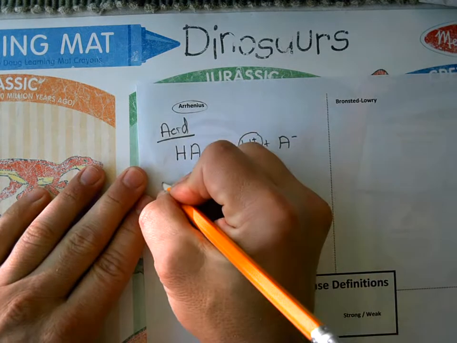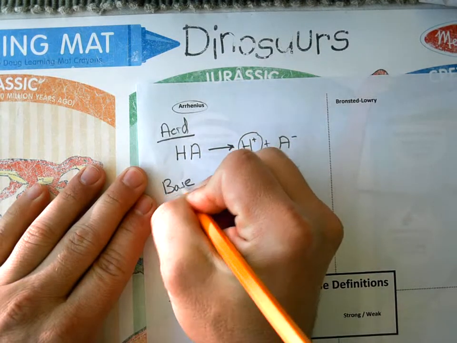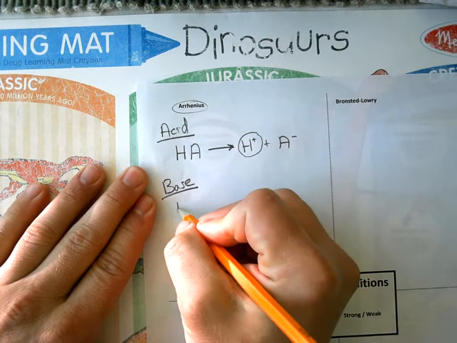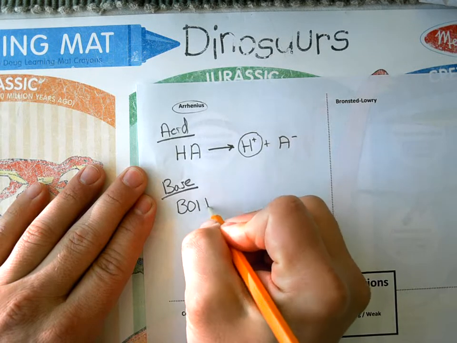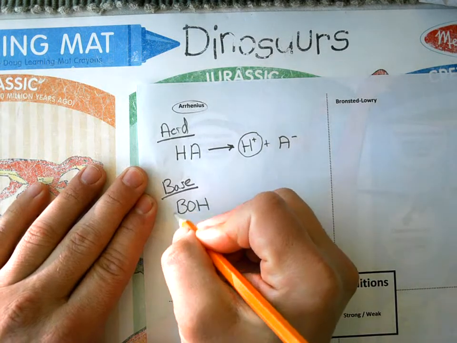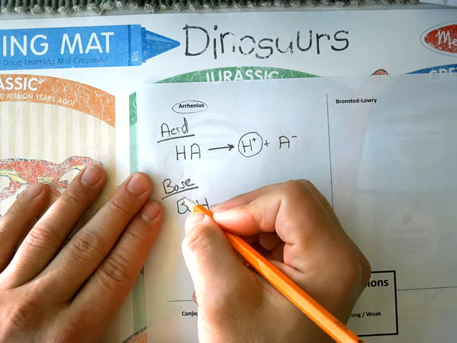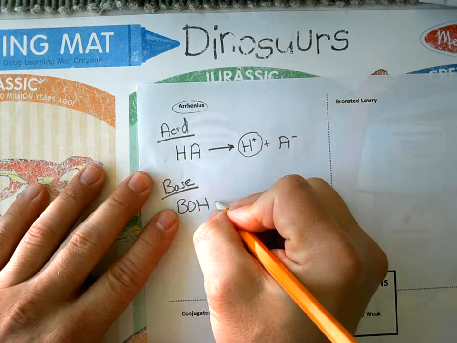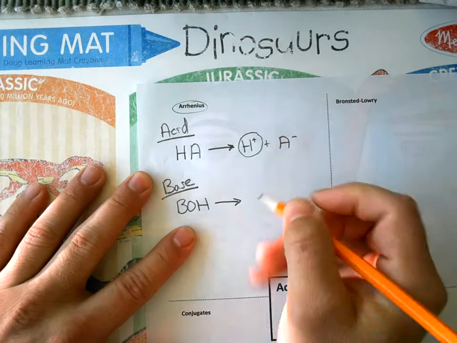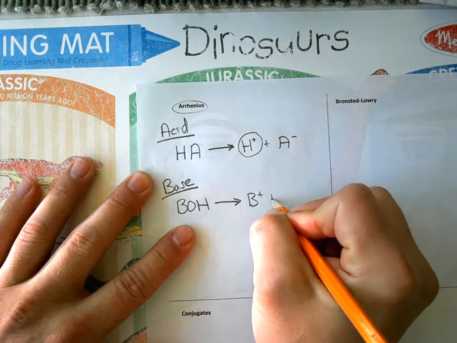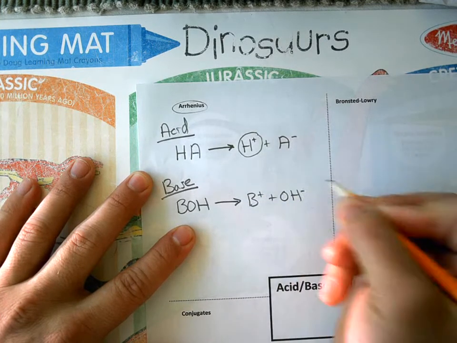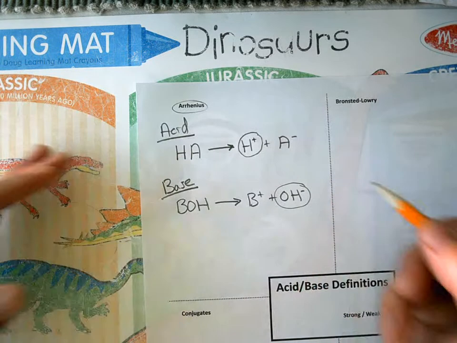Now the Arrhenius definition of a base, and I'm just going to give it the random formula BOH, just for base, and this could be any random cation, sodium or magnesium. So the base is going to produce hydroxide ions, which are OH minus ions, in solution.